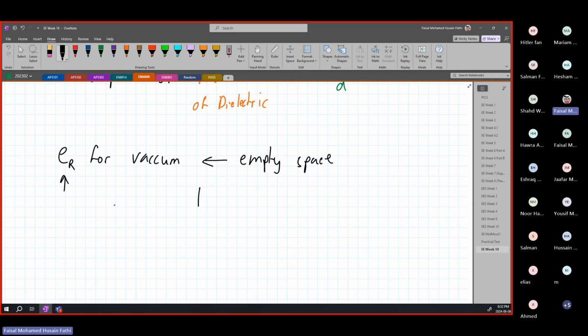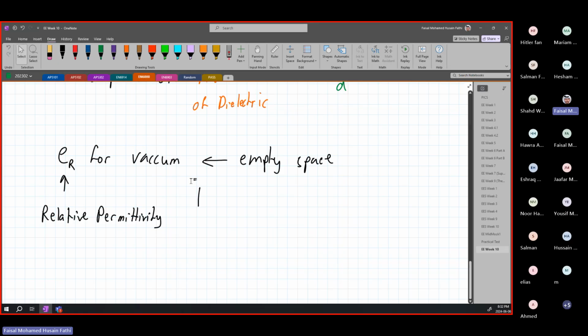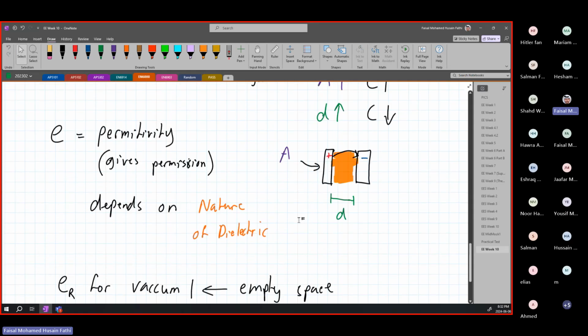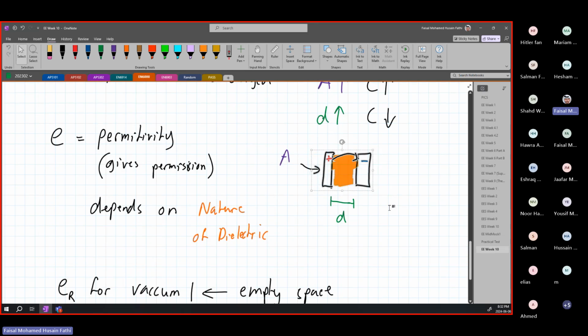When we say ER, we are talking about the relative permittivity. For vacuum, it is equal to 1, meaning that you are fully transferring whatever the electrostatic force is here, because there is completely empty space in between them, not air between them. It's inside a vacuum, meaning there are no gas particles or liquid particles or any sort of particles in between these two plates.